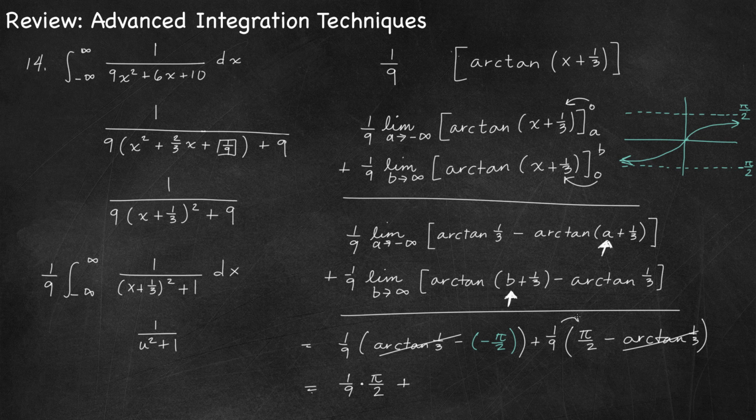Plus, and then over here we have 1/9 times pi over 2. So we have pi over 18 plus pi over 18 is 2 pi over 18 is pi over 9 for a final answer.